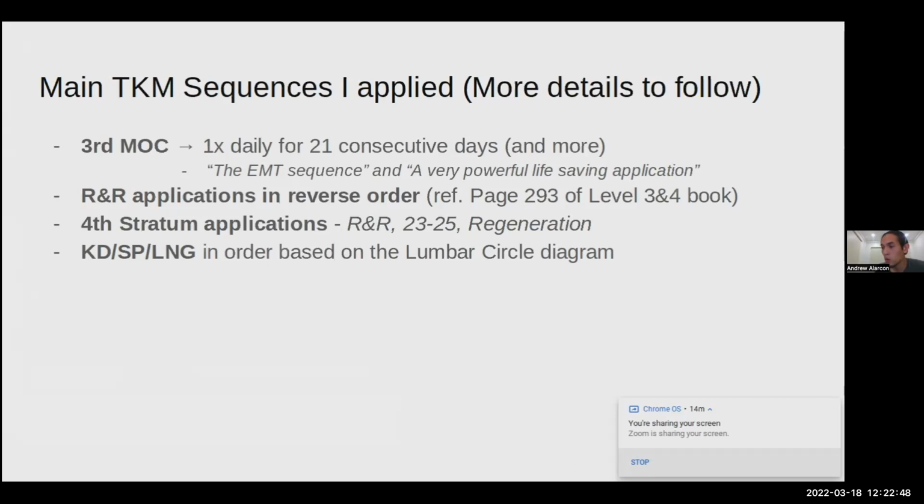Okay, so in my case, I would work on him twice a day, every day. I would make sure that at least one of those sessions per day would be a third method of correction for at least 21 consecutive days, or sorry, 21 consecutive applications. I don't want to confuse you with days, because this is really more about consecutive applications.